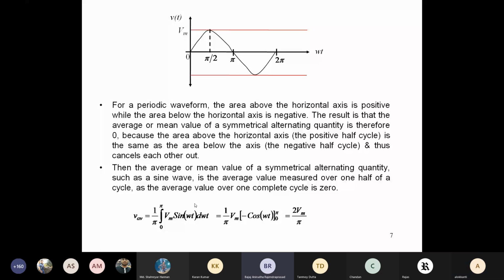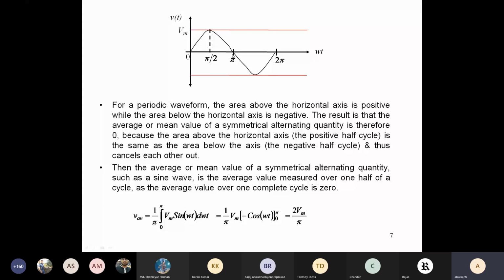So V average is equal to 1 by pi, integral from 0 to pi of Vm sine omega t into d omega t. Here d omega t is the differential of omega t, since we are integrating with respect to omega t on the x-axis. So you have to be very careful: I have taken the axis as omega t, not t. The full time period is from 0 to 2 pi, and half of the time period is 0 to pi.